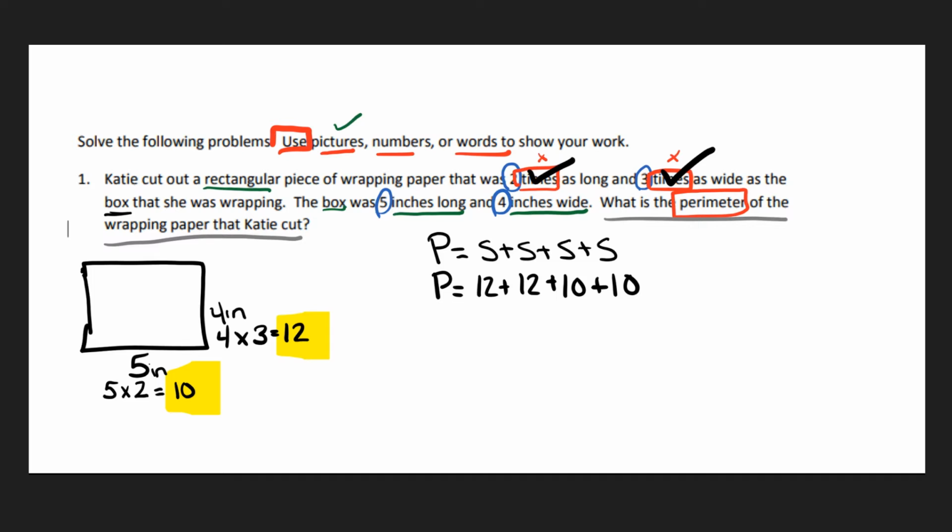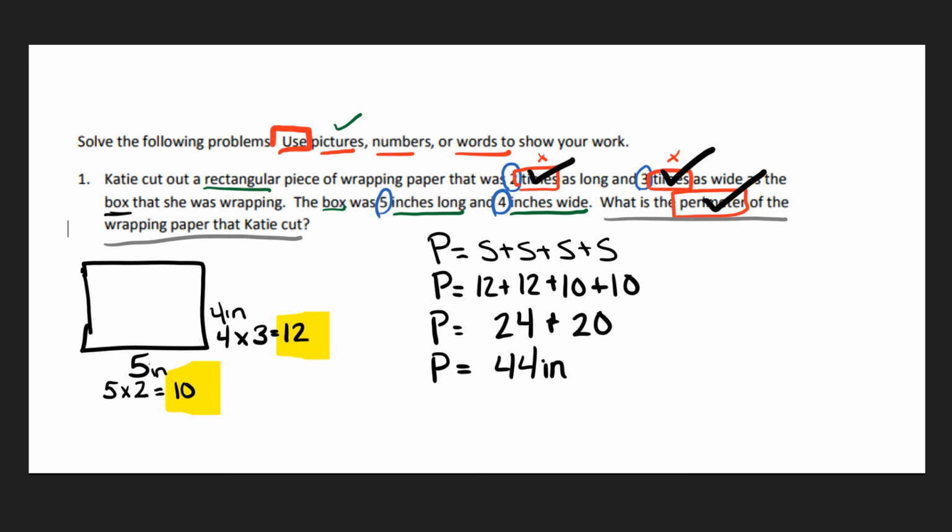The formula is asking me to add, so let's do 2 at a time to make it easy. 12 plus 12 is 24, plus 10 plus 10 is 20. Now all I have to do is add these 2 numbers together to get 44. And as always, I need my label, inches. They gave me words, and I need to give them words.